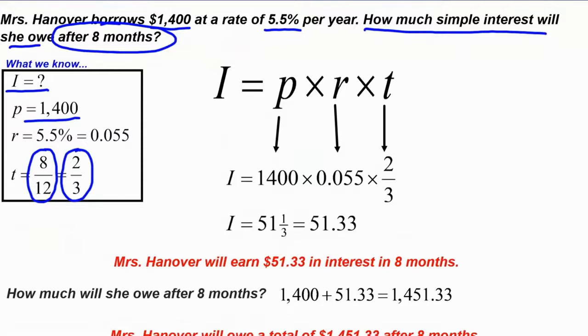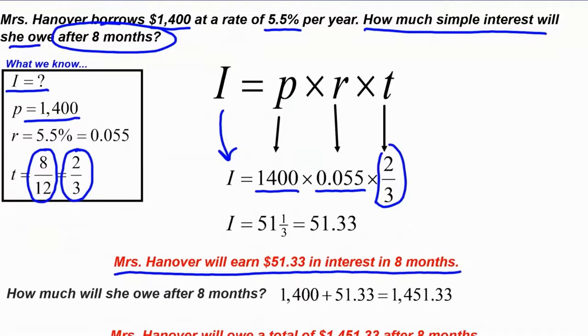So now I just plug those values in. Again, I'm looking for the interest. The principal was $1,400 originally. The interest rate was 5.5% as a decimal. And then that time was 2/3. So then I just multiply all of those together and I get 51 1/3. But since we're talking about money, I have to write that as a decimal, which is 51.33 repeating. So it's just rounded to 51.33. So that means Mrs. Hanover will owe $51.33 in interest in 8 months.